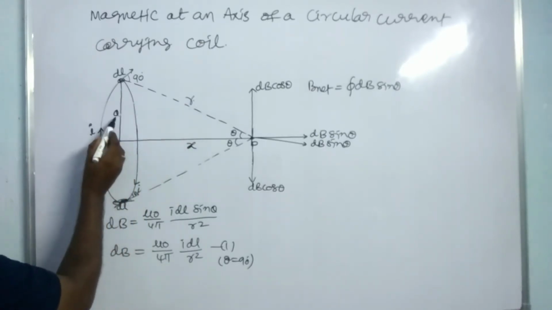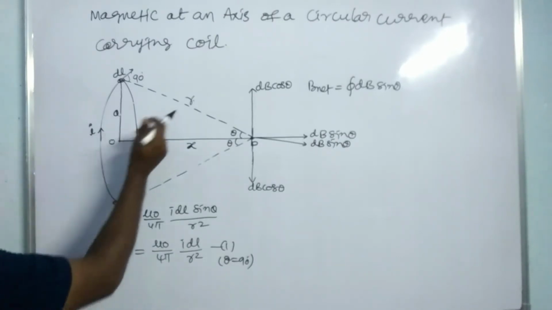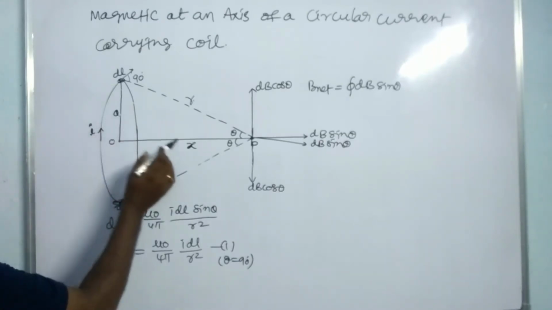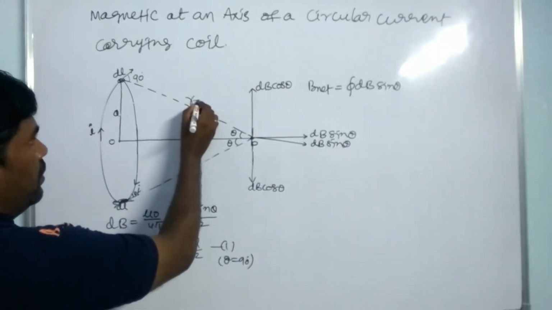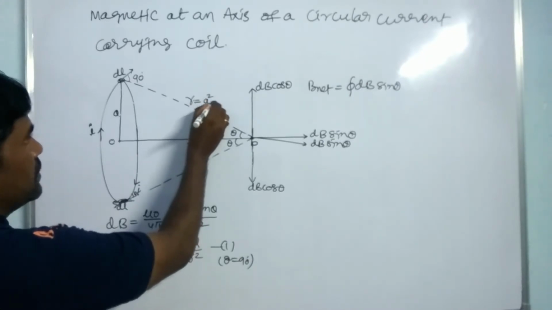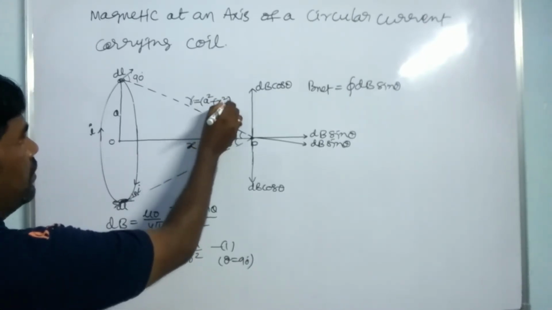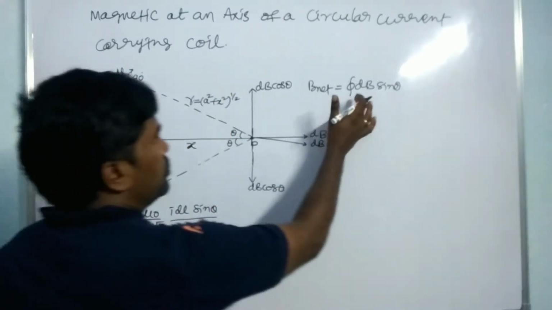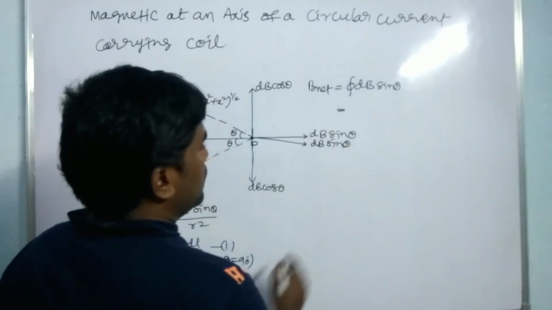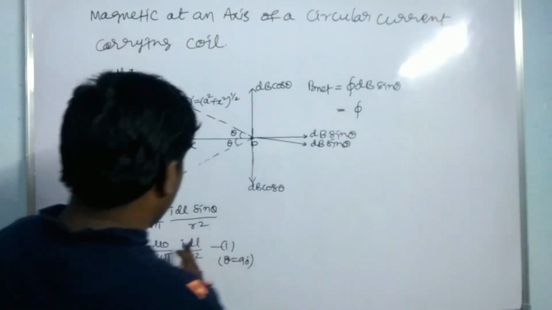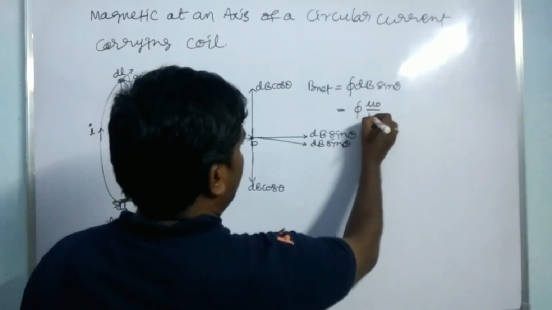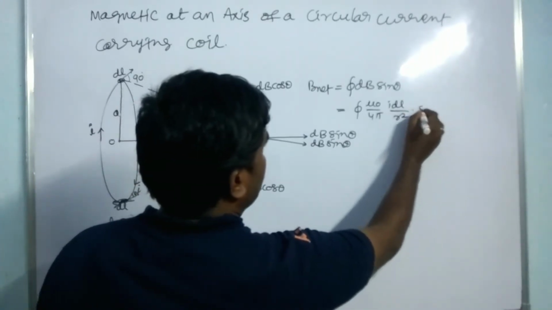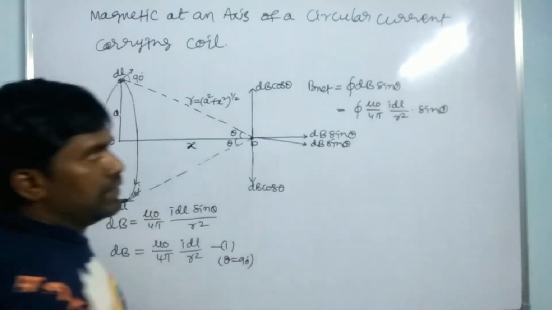How can we find that? Side square plus side square. This is the hypotenuse, where it is a square plus x square. So here r is equal to a square plus x square under root, that is, power 1 by 2. Clear? And simply you have to substitute here: circle integral of dB is nothing but mu naught by 4 pi I dl by r square into sin theta. This was the sin theta.